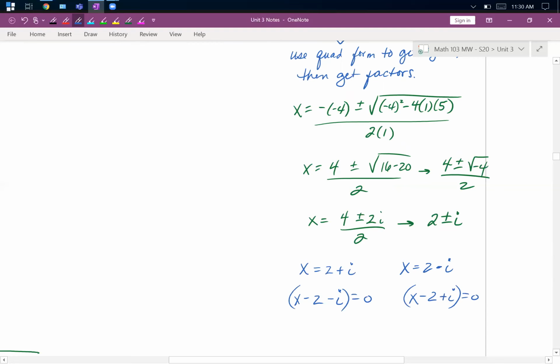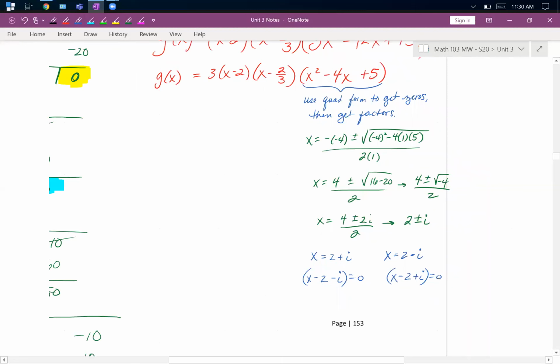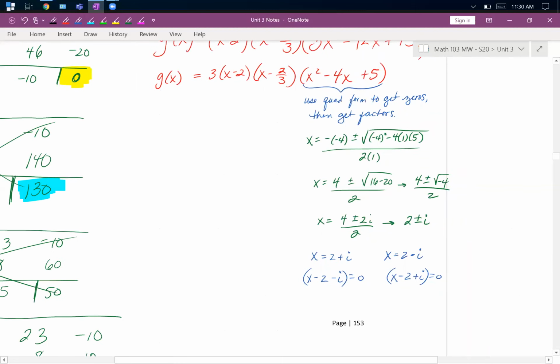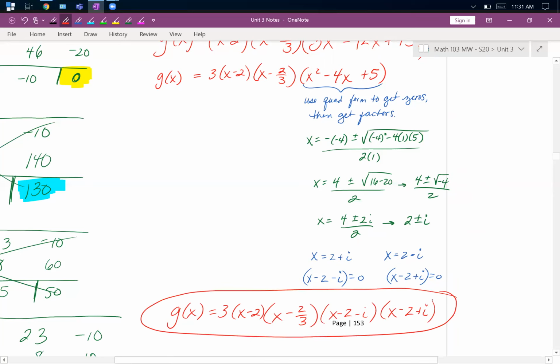The biggest mistake I see with a problem like this is that people get down to the 2 plus or minus i, and then they tell me that those are the two factors. Remember that each factor, unless it's a numerical GCF that you have out in front, every single one of your factors should have an x in it. We end up with g of x equals 3 times x minus 2 times x minus 2/3 times x minus 2 minus i, x minus 2 plus i. And there you go.